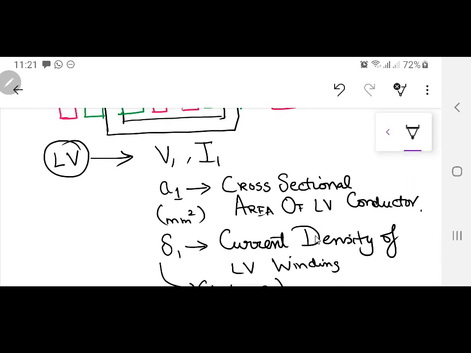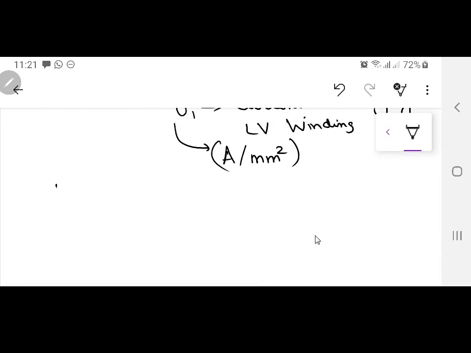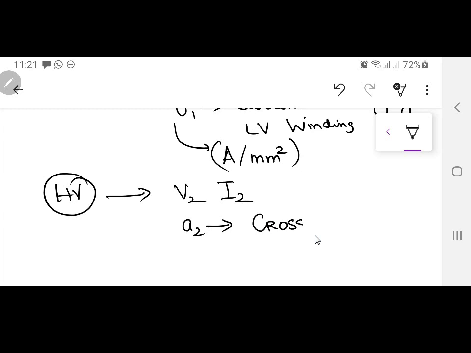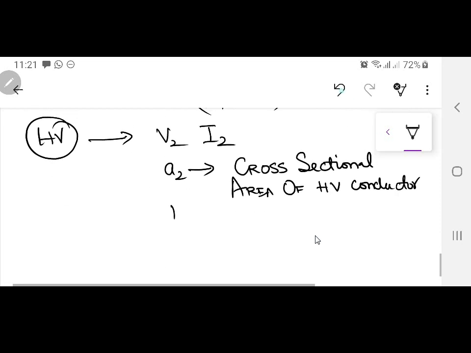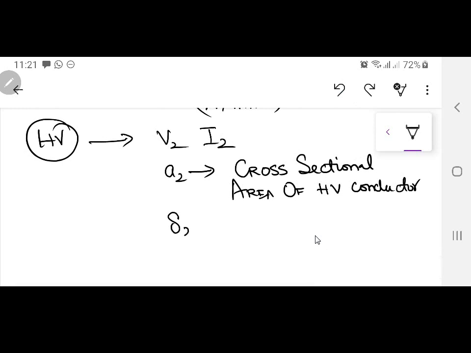And similarly, just like the low voltage winding, for the high voltage winding the factors are again V2, I2, no need to explain, the voltage and the current. Then I have A2 as the cross-sectional area of the high voltage conductor. And then I have delta 2, which is the current density of the high voltage winding.